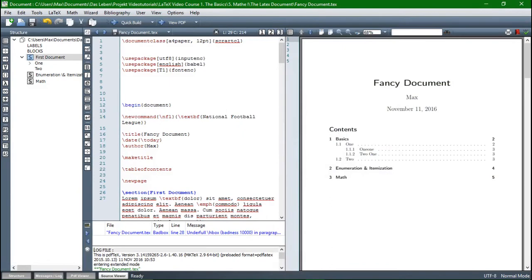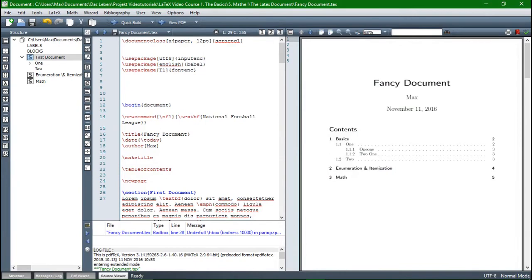In the last video we became familiar with environments, and we're going to need this throughout this video course, especially in this video, because today we're going to talk about mathematical expressions. In order to create a mathematical expression we always have to use an environment. I'm going to show you this in a minute.